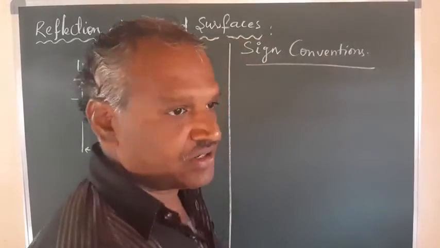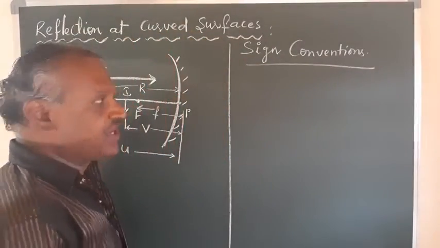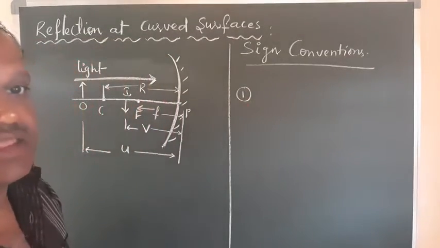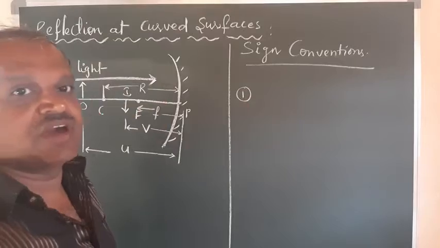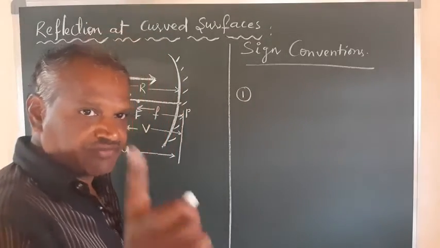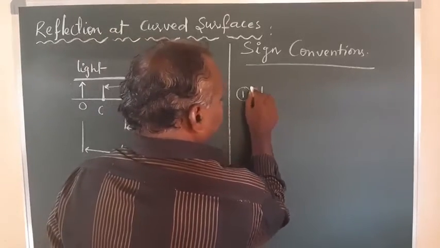Sign convention. So what are the sign conventions we can take? The first one is the distances measured in the opposite direction of ray propagation are negative, along the ray propagation are positive. Right? This is the first one.